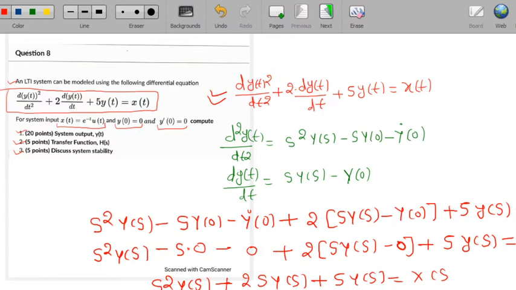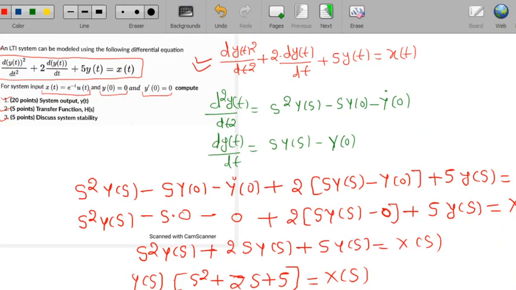Okay, and what do we do? We take Y of s as common, so we get Y of s times s square plus 2s plus 5 equal to X of s. Now Y of s upon X of s becomes 1 upon s square plus 2s plus 5. This we get.